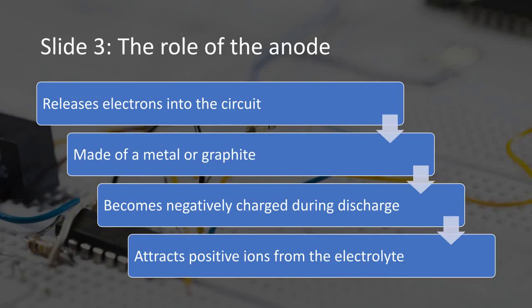As the battery discharges, the anode becomes negatively charged, and it attracts positive ions from the electrolyte. The release of electrons from the anode into the circuit is what generates the electrical energy that we can use to power devices. Understanding the role of the anode is crucial in understanding how batteries work. In the next slide, we will discuss the role of the cathode in a battery.